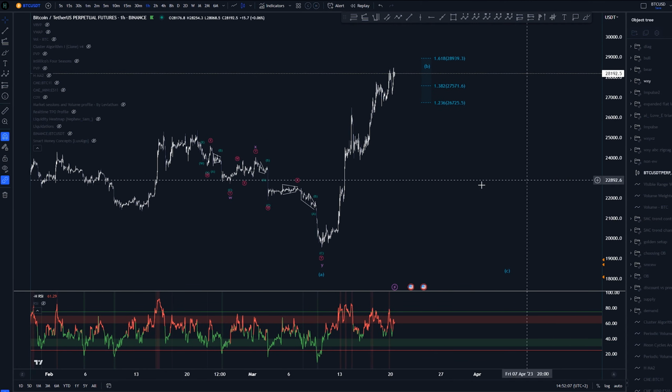But yeah, that is basically that bear scenario. Let's get into the other ones that we definitely have possible. Now in this scenario, this is no longer a B wave. This is a 5-wave impulse.